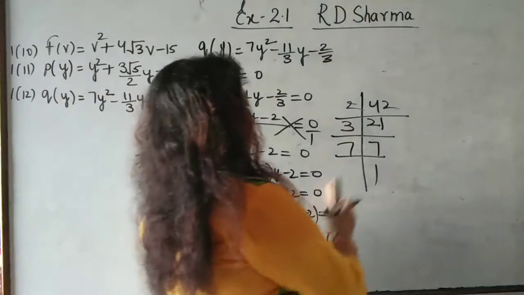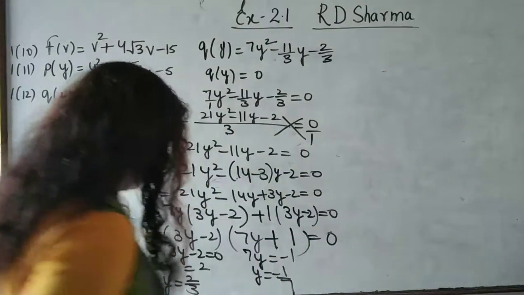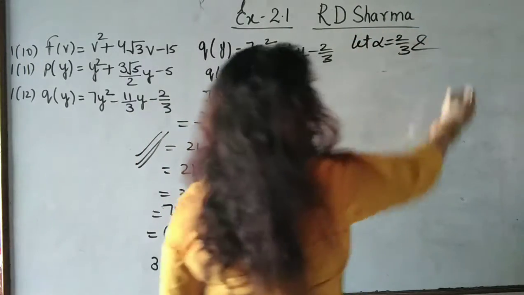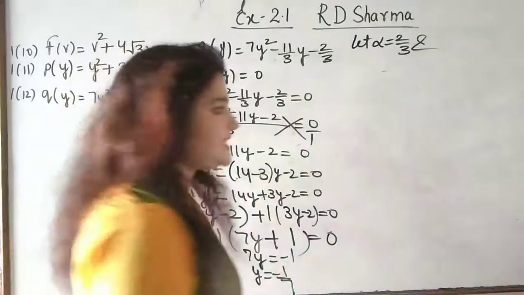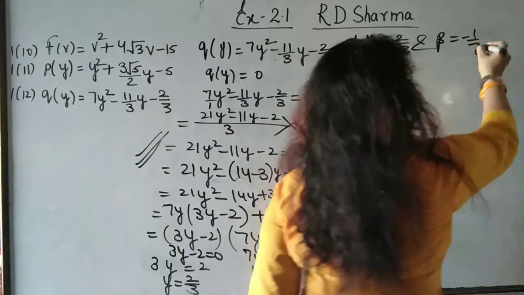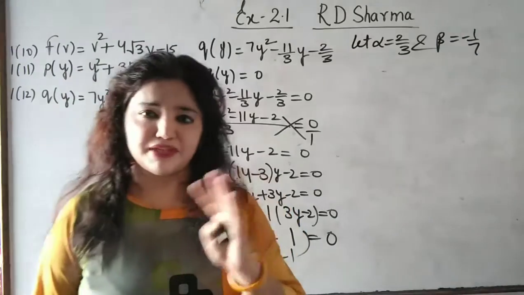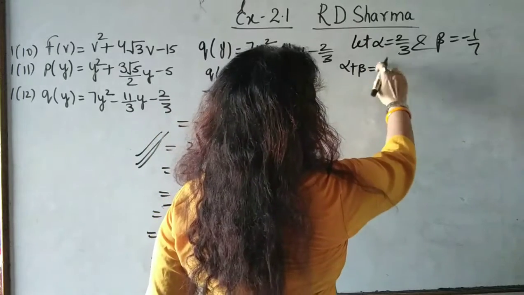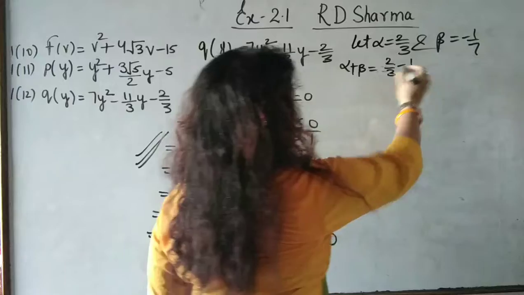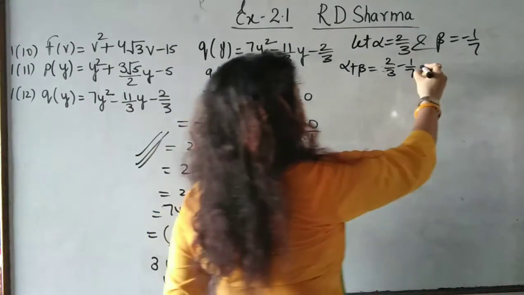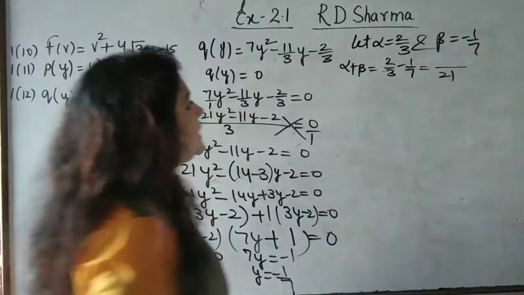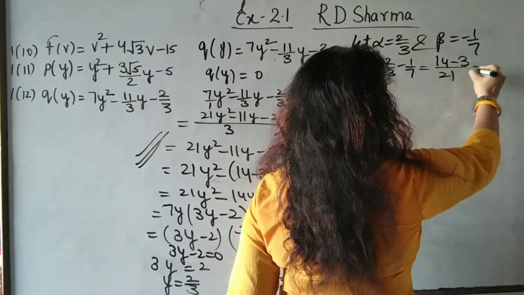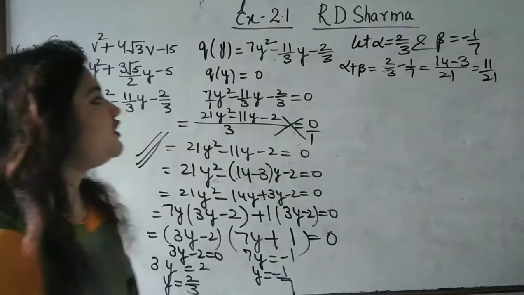So now we will assume, let alpha, tell me what is alpha? Alpha is 2 by 3. Let alpha is equal to 2 by 3 and beta is equal to minus 1 by 7. Our next step is to calculate alpha plus beta and alpha into beta. So alpha plus beta is equal to 2 by 3 minus 1 by 7. Now just take the LCM, 21, and this will be 14, if I am not making any mistake. Yeah. And this is 11 by 21. This is the value of alpha plus beta.